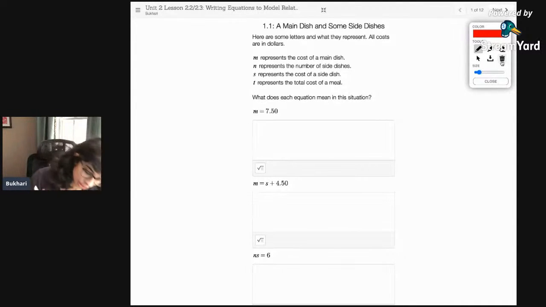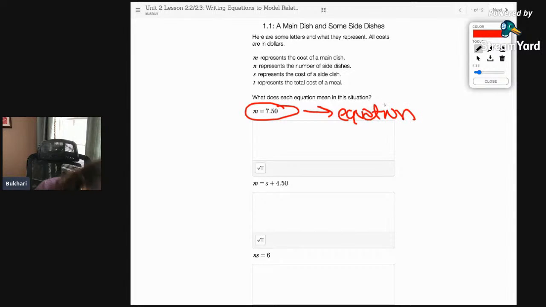And so our equation, right, this represents an equation. Our equation has some equal sign. We have an expression on one side, and we have an expression on the other side, set by some equal sign here in the beginning. And so those letters represent some value, right? So our letters here, right, we have M, S, N, and T. These represent our variables.